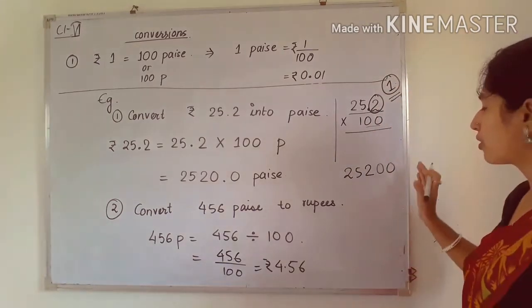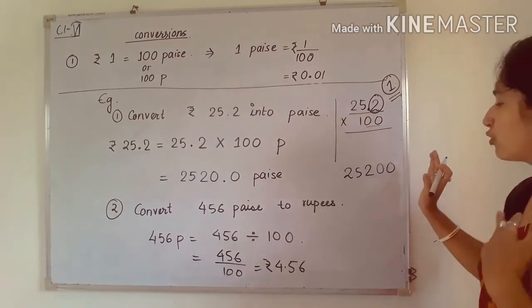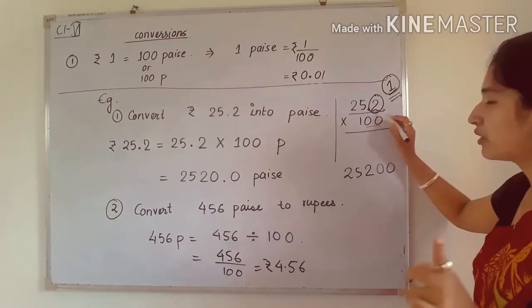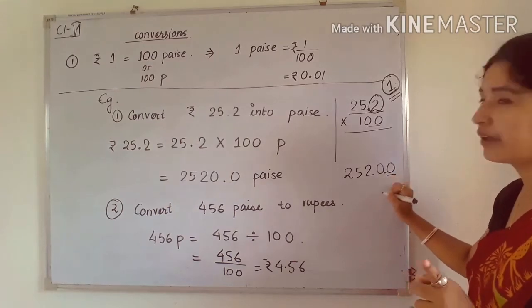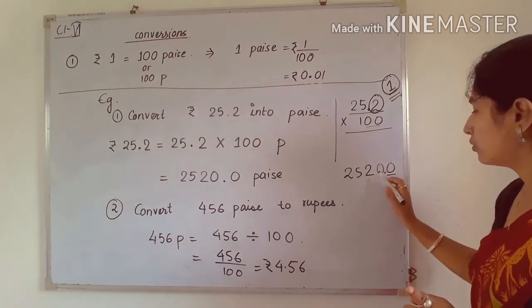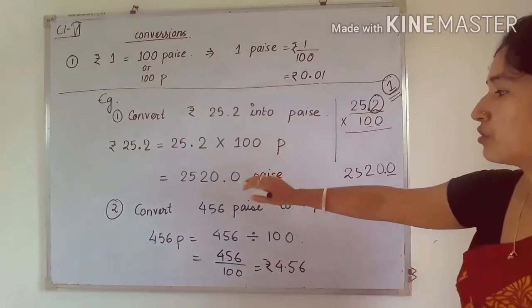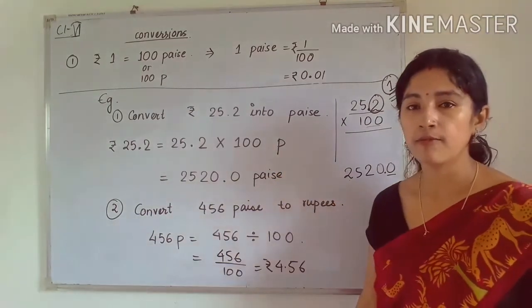So you have to count from the end, from the extreme right. You have to go 1 digit, because after the decimal point only 1 digit is there. That means you have to put the decimal here. So the answer will be 2520.0. This one is the answer, in paise. You have to write paise, or you can write P.